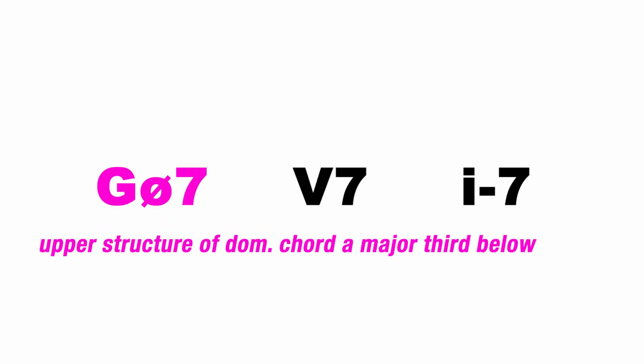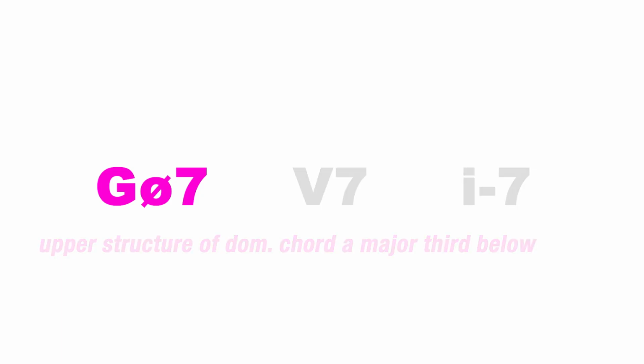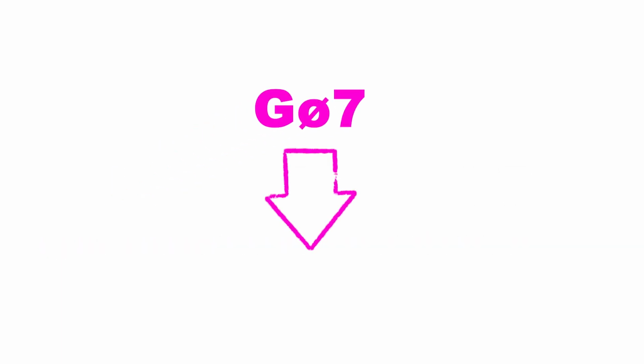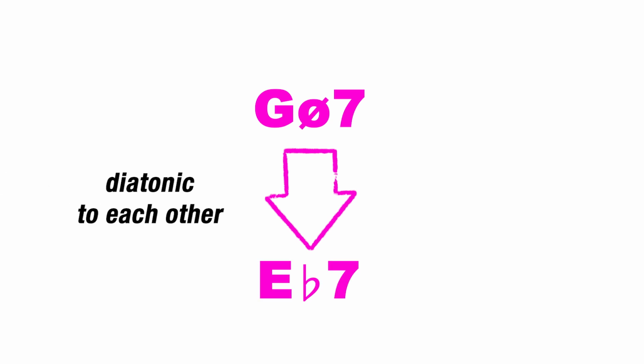One of them is the 2 half diminished 7 chord, which you'll see in minor 2/5/1s. This kind of chord, like a G half diminished 7, is technically an upper structure of a dominant chord a major 3rd below this root. So in this case, a dominant chord a major 3rd below G half diminished is an E flat 7. Both of these chords are diatonic to each other, and they share the exact same parent scale.